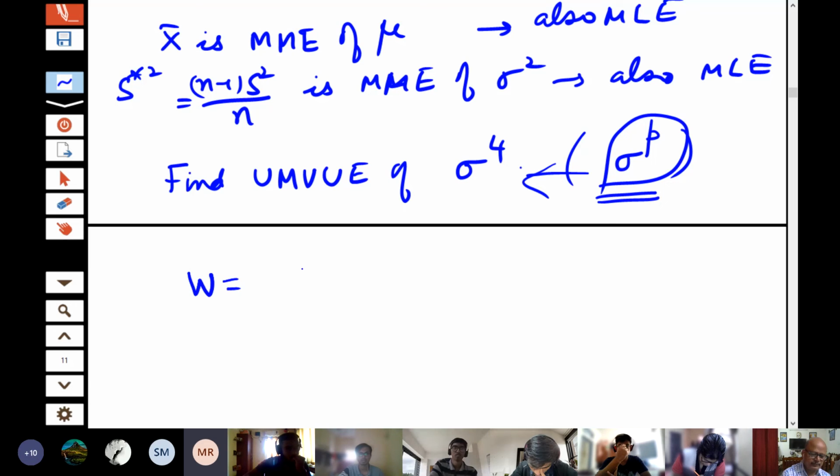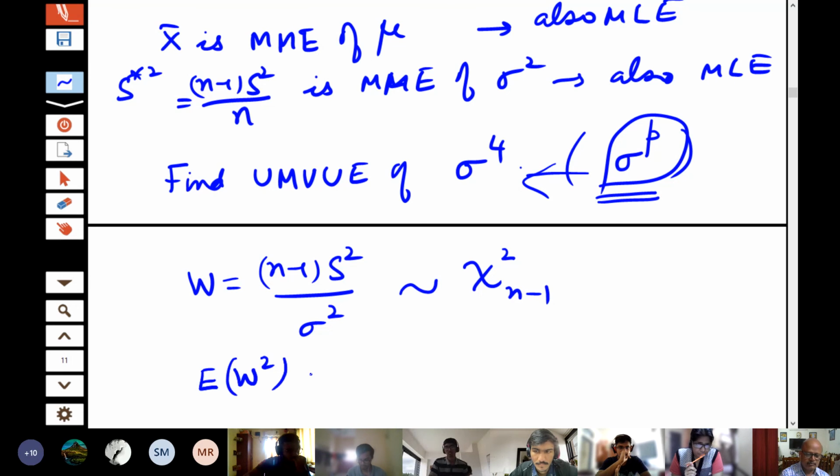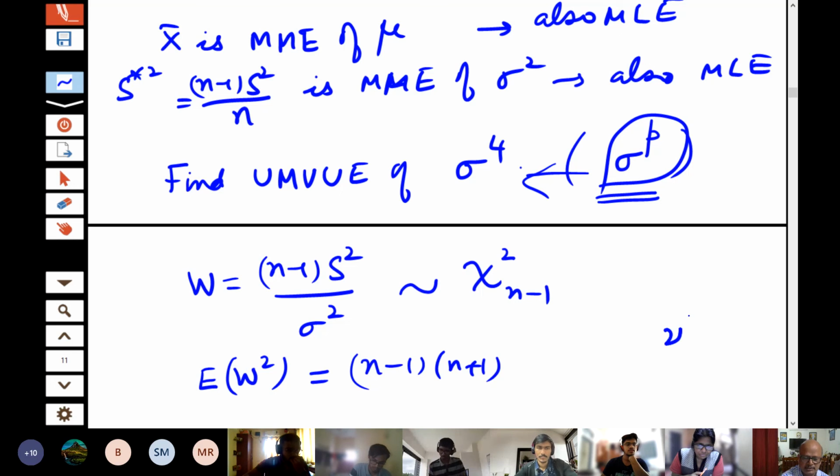See, if I write here n minus 1 s square by sigma square, that is following chi-square distribution on n minus 1 degrees of freedom. Okay. So since I am asking for sigma to the power 4, I should consider expectation of w square. What is expectation of w square? In the chi-square distribution, what is the second moment? 2 into n minus 1 plus n minus 1 whole square. It is simply n minus 1 into n plus 1 here. Because the second moment, if I take nu degrees of freedom, that is nu square plus 2 nu. Isn't it? That is the second moment.